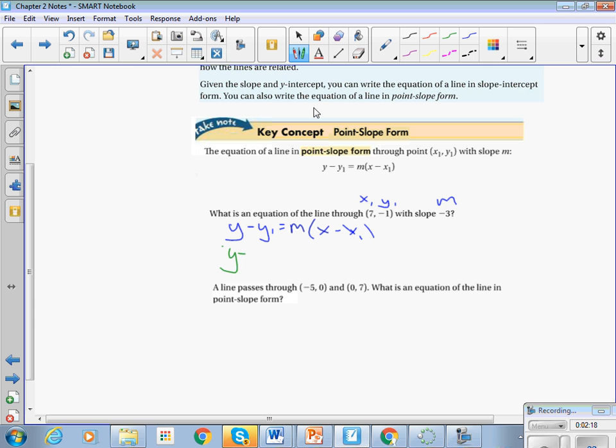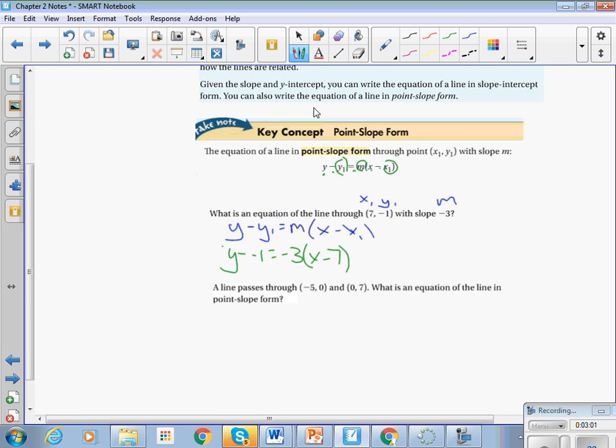So I got y minus, and I'm going to replace my y1 with -1 equals the slope, which is -3, times x minus x1. So x stays there. x1 gets replaced with 7. It's really important you keep track of your numbers, deciding which basic parts, this y and this minus sign, the equal sign, the m, stay. The y1 becomes a number, the x1 becomes a number, but all the other components stay there.